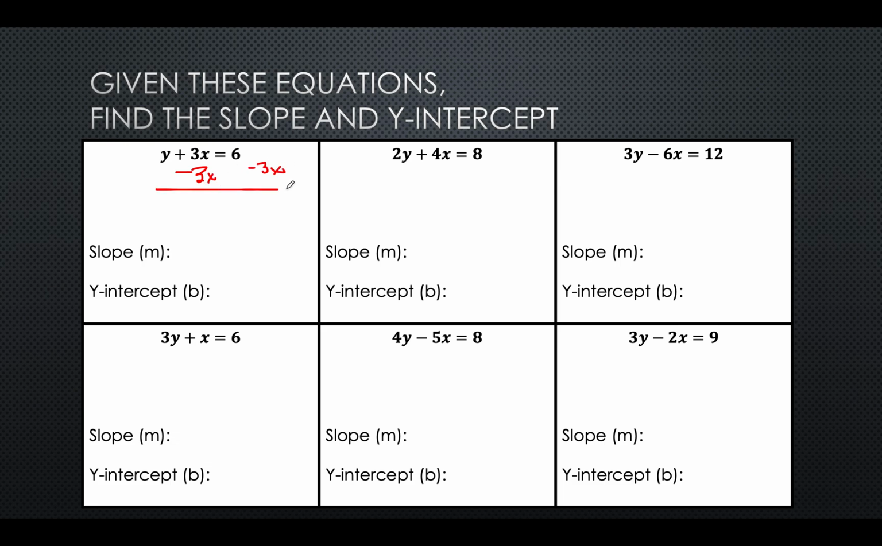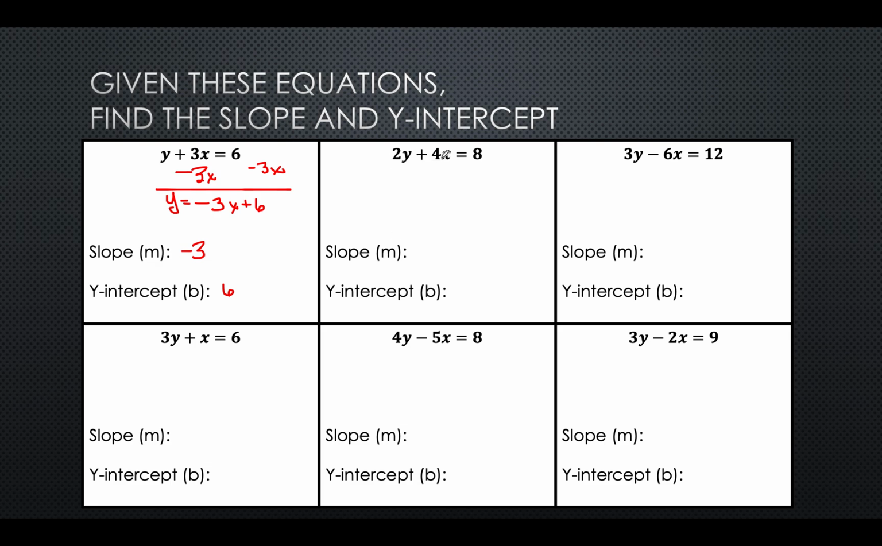Now remember, the equation is in the format y equals mx, so we're going to put our x term first. So we're going to put our negative 3x. And this 6, is it a positive 6 or a negative 6? It's a positive 6. Then we can tell it's in the format y equals mx plus b. That means our m is -3 and our b is 6.